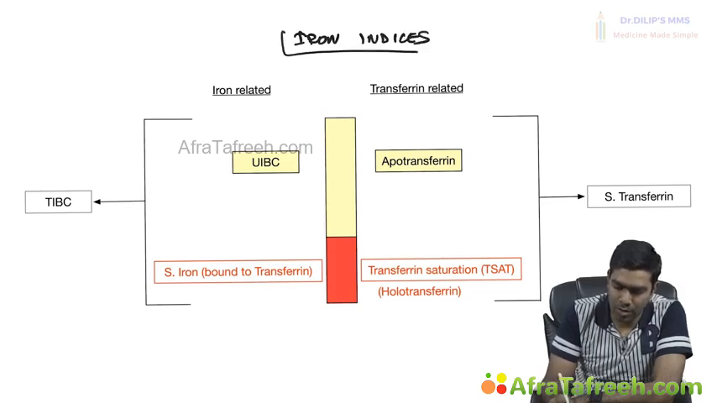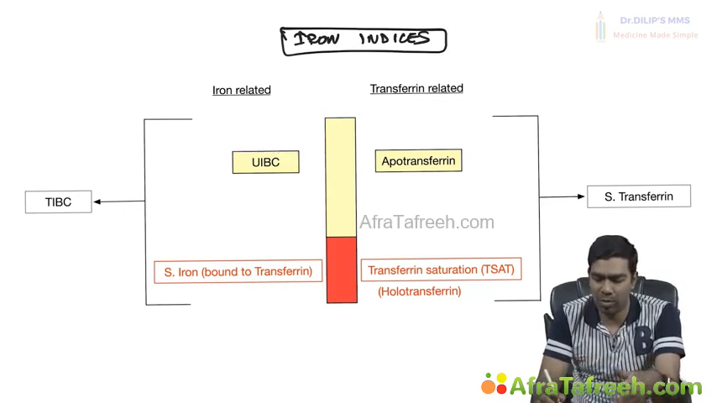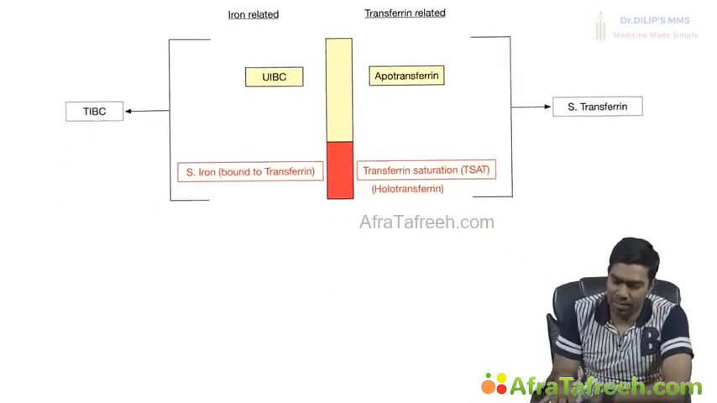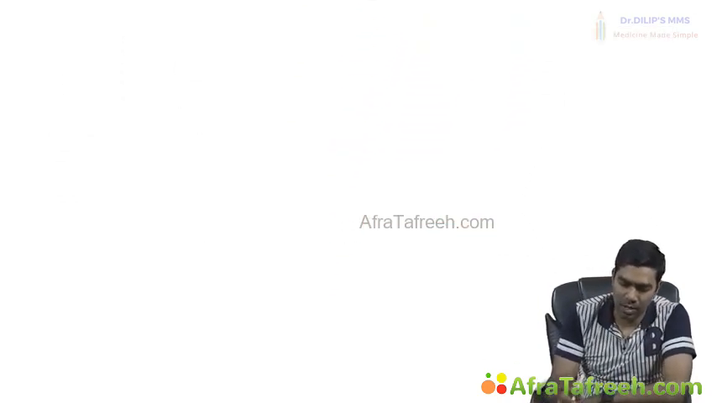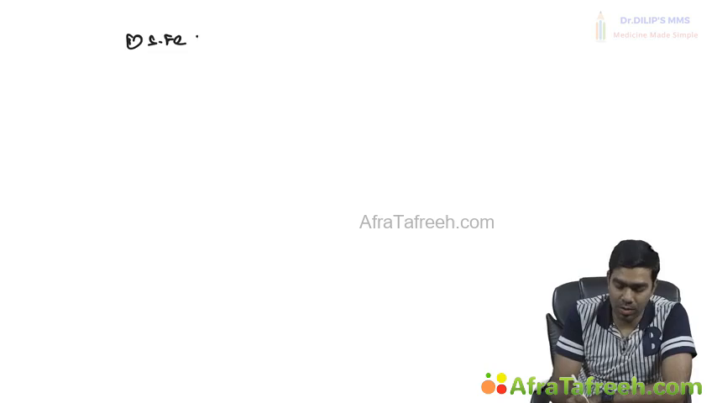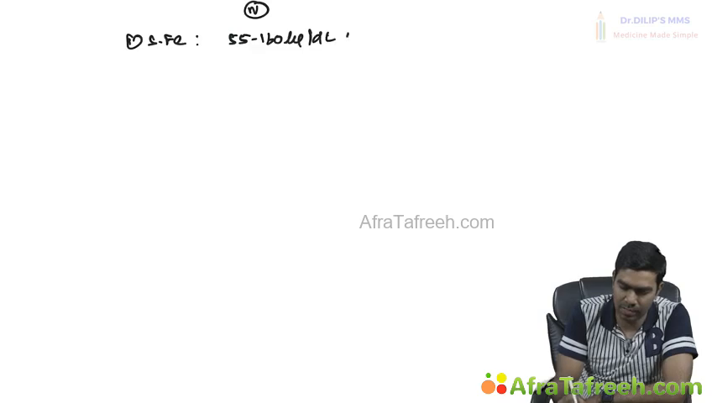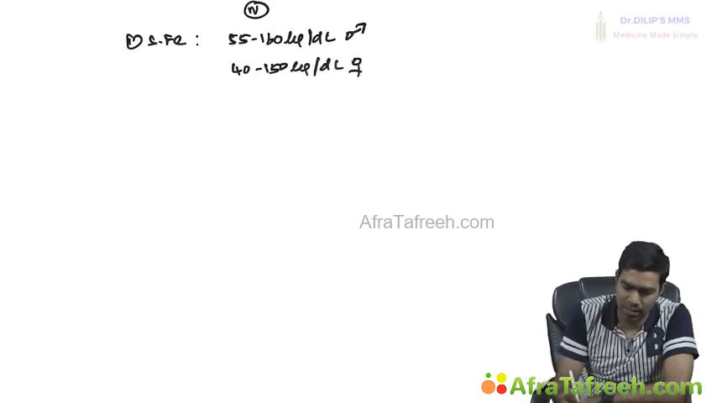You can also note some important points about the iron indices. Whenever you think about these iron indices, let me come back to this diagram once again. The first parameter is serum iron. The normal values of serum iron are approximately 55 to 160 micrograms per deciliter in a male, or approximately 40 to 150 micrograms per deciliter in a female, but on average you can take it as somewhere around 50 to 150.